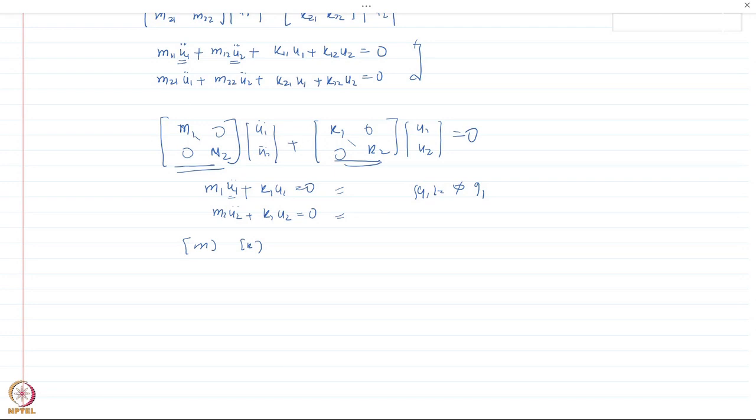In the next chapter we are going to see how to actually utilize the mode shapes and the frequencies to get the overall response of a multi-degree of freedom system. All right, thank you very much.